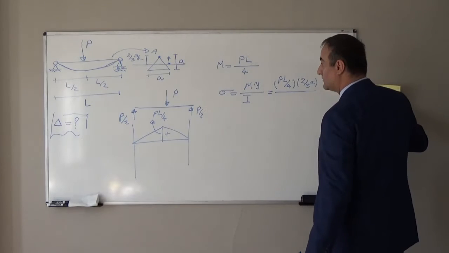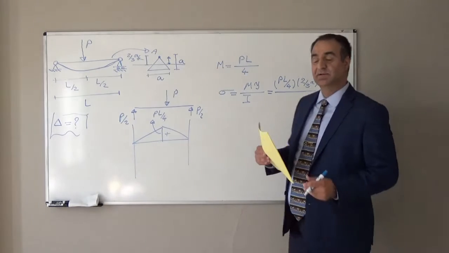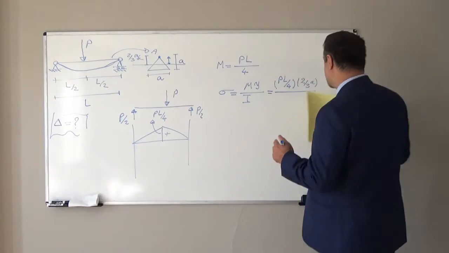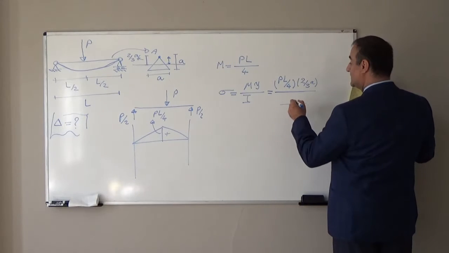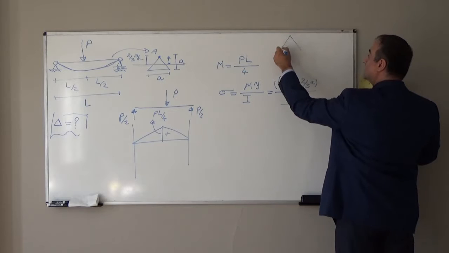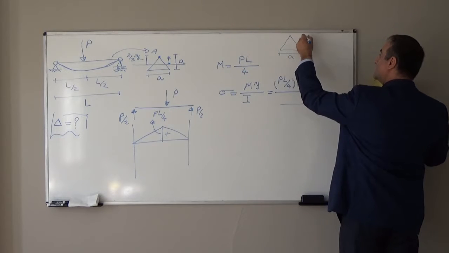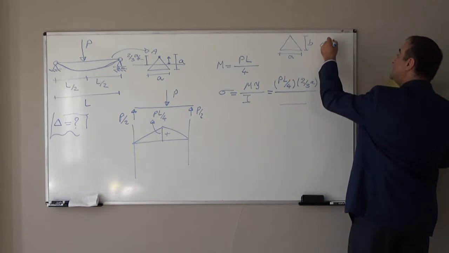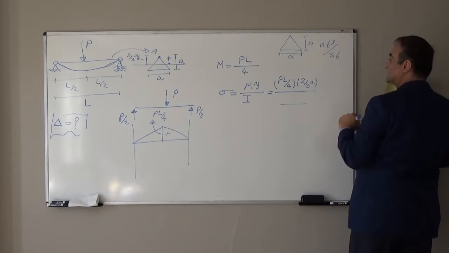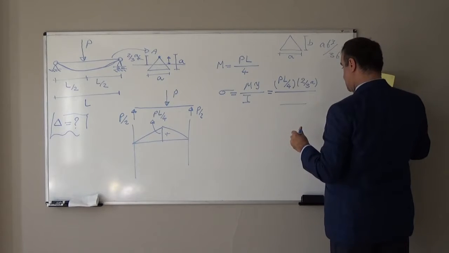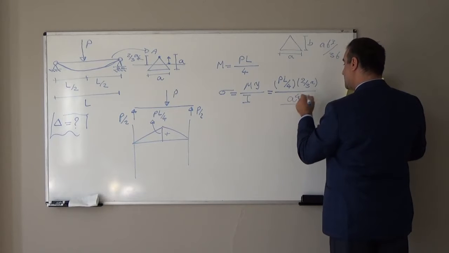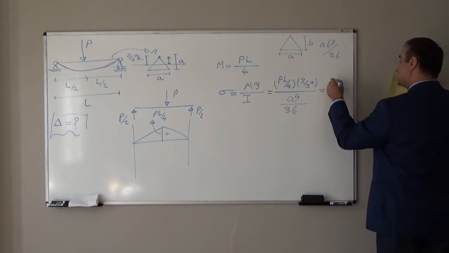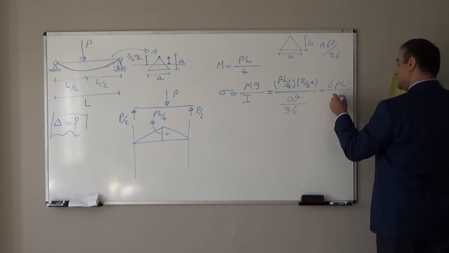The moment of inertia for a triangular cross-sectional area with respect to the axis passing through the centroid, if this is a triangle with base length A and height B, will be A B cubed over 36. Here, because B is A, we will have A to the power of 4 over 36. If I simplify this, I will end up with 6PL over A cubed.